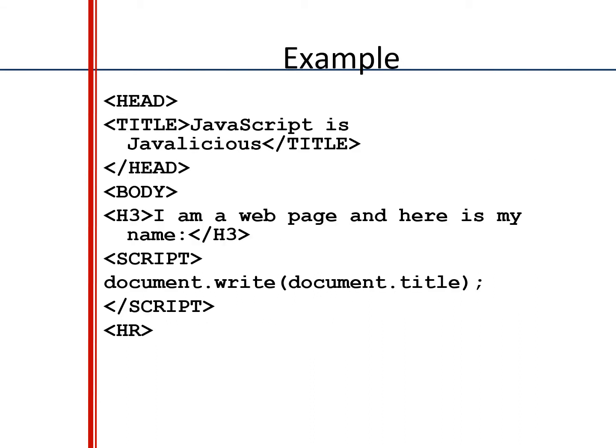For example, you are considering a title, and you are writing a JavaScript program in which you mention the title in the head, close the head, then in the body you use headers, and then you write the script. In the script, you write document.title, so it will show you the title.